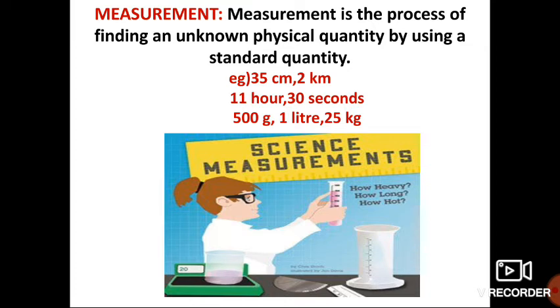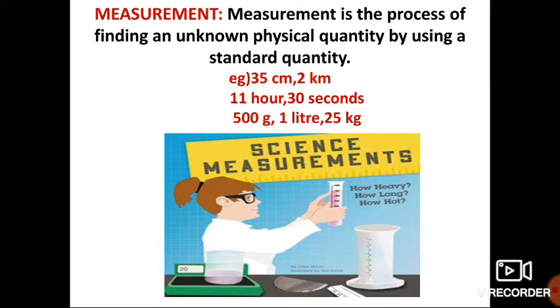For example, the length of a science textbook is 35 centimeter. Here we don't know this number 35, but we know centimeter. The unit of length is centimeter. So this comparison of unknown with known is called what? Measurement.